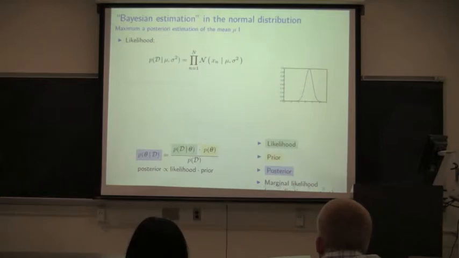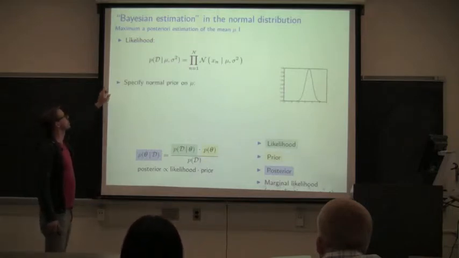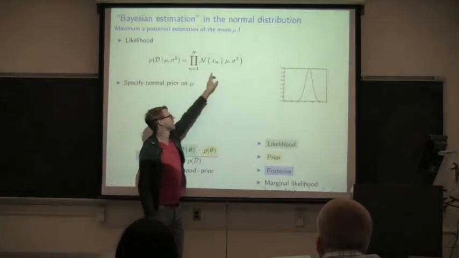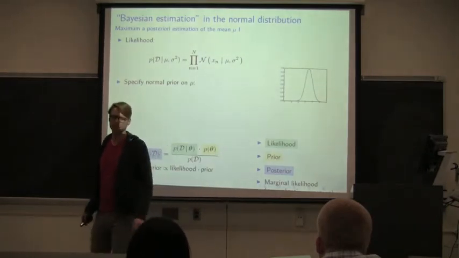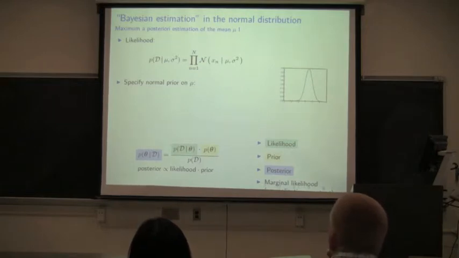So let's use this for the normal distribution. Actually, let's do something a little bit simpler. But let's do the first thing. So our likelihood, we assume that the data is normally distributed. That is already an assumption. In Bayesian inference, you always write down all your assumptions.